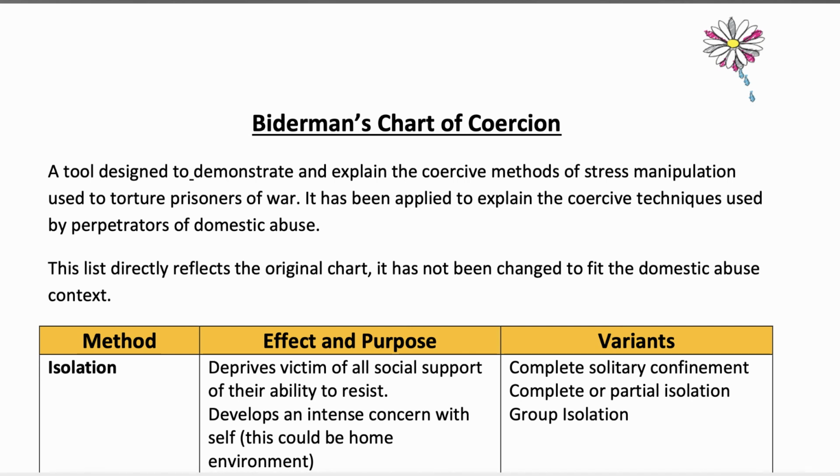This list directly reflects the original chart. It has not been changed to fit the domestic abuse context. But you can see how interlinked it is. This was used to coerce prisoners of war to hand over information, hand over their power. I'm sure if you have been through an emotionally abusive relationship, one or more of these techniques will have been used on you. I hope you found this useful.